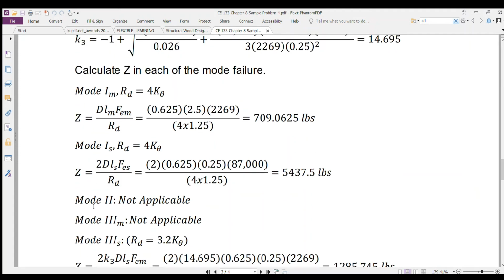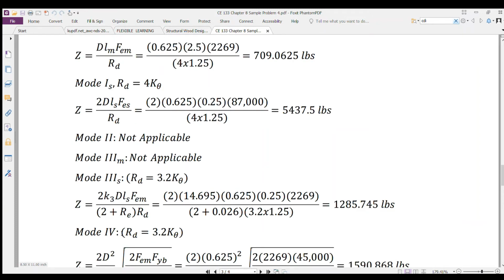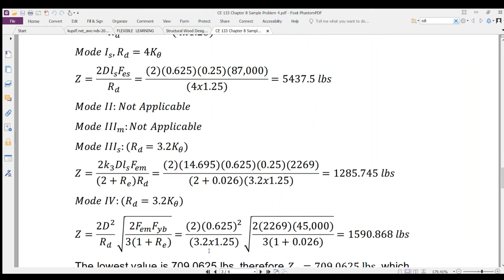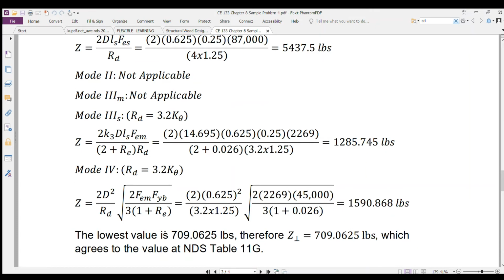Mode 2 is not applicable. Mode 3 is not applicable for the main member. Meanwhile, for mode 3 for the side member, R sub D is equal to 3.2 K theta. Substituting these values, we yield a value of 1,285.745 pounds. For mode 4, using the reduction factor R sub D of 3.2 K theta and substituting these values, it will lead to a value of 1,590.868 pounds. So, choosing the lowest value, Z is 709.0625 pounds.